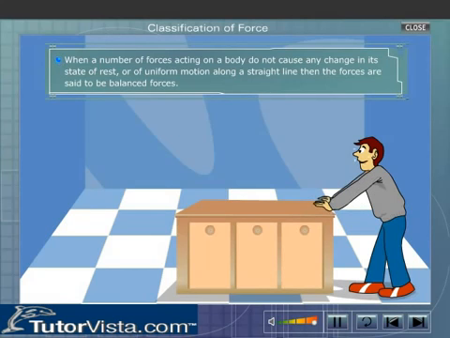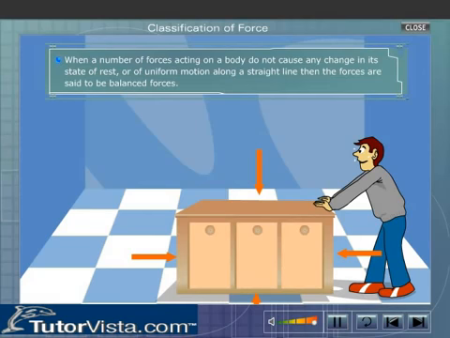Here you can see a man trying to push a heavy box. Let us consider the forces acting on the box. There are 4 forces acting on the box, and they are force exerted by the person, force of friction between the box and the ground, the force due to the weight of the box, and force of reaction exerted by the ground on the box. Even though 4 forces are acting on the box, it does not move.